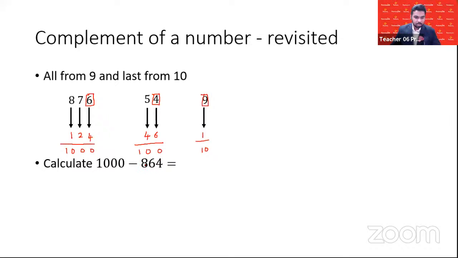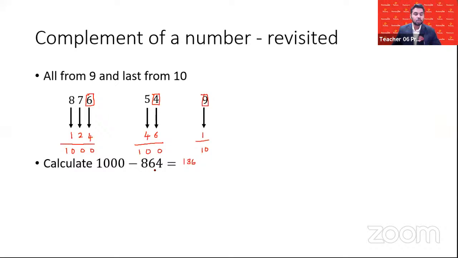So there are 3 digits here. The first digit is 8, so that you should subtract from 9, which is 1. 9 minus 6 is 3, and 10 minus 4 is 6. So how easy it is. You can just avoid those carries, which was a menace for you to do. This you can just do it mentally.